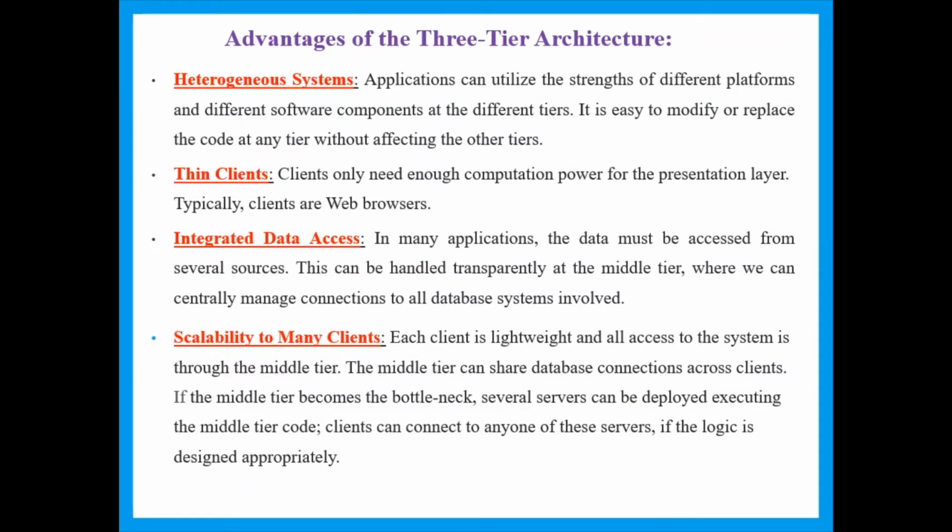In this slide, we are discussing a few advantages of using three-tier architecture. The first advantage of using three-tier architecture is heterogeneous systems. An application can utilize the strengths of different platforms and different software components at the different tiers. It is easy to modify or replace the code at any tier without affecting the other tiers.